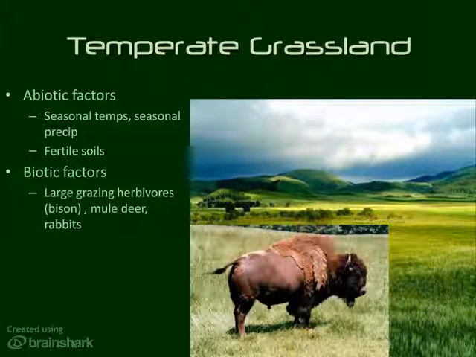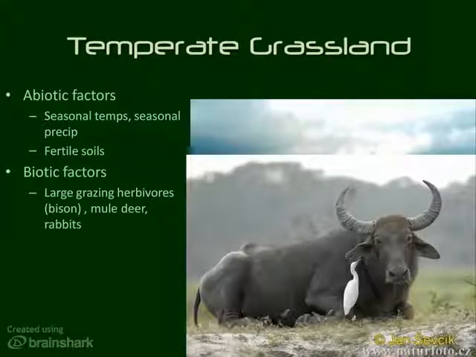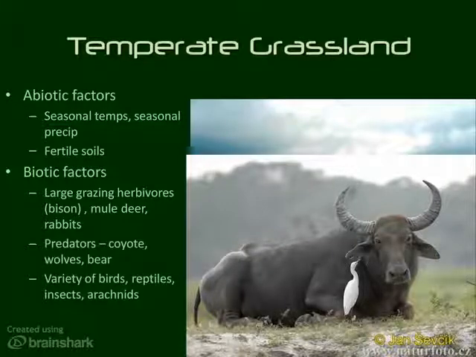These include bison, mule deer, and water buffalo, predators such as coyote, wolves, and bear. As we said, water buffaloes are found in the steppes of Asia, as well as their predators, tigers and crocodiles. Other biotic factors include a variety of birds, reptiles such as snakes, insects, and arachnids. As the name indicates, grasslands find a rich variety of grasses and herbs, most of them drought resistant. The two things you won't find are amphibians and fish.